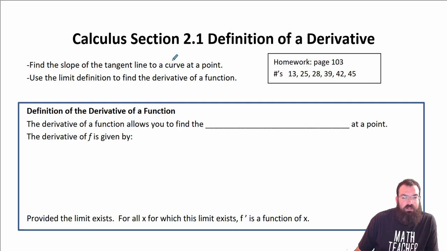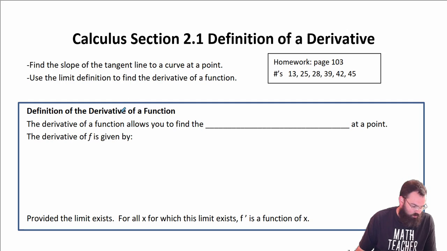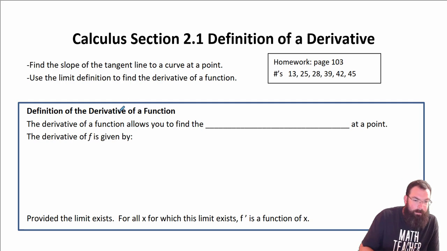We're going to find the slope of the tangent line to a curve at a point. We're going to use the limit definition to find the derivative of a function. You guys probably will remember this from last year. You had a little bit probably on the AP test, not much. We're not going to see much this year either, but that's okay.